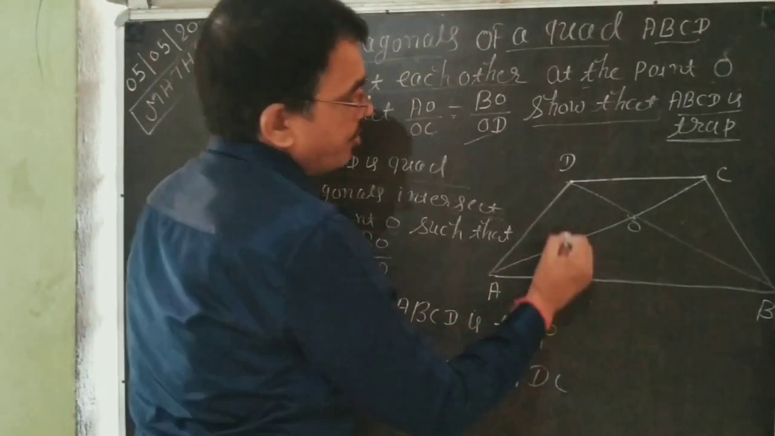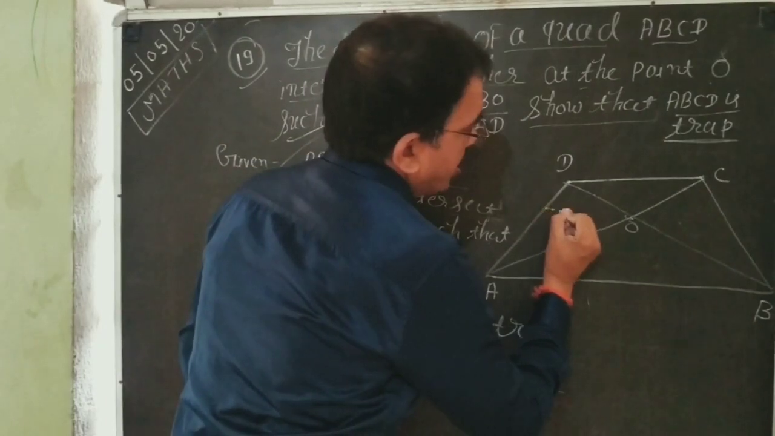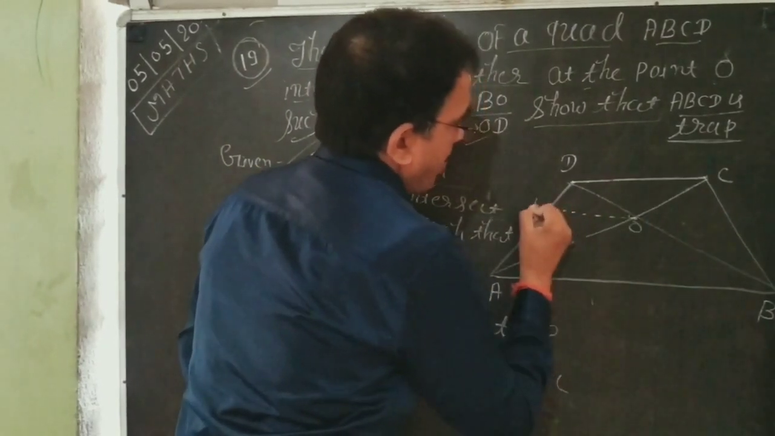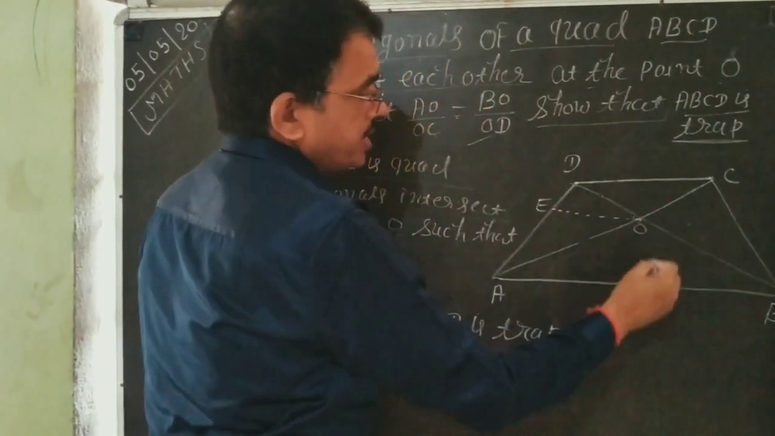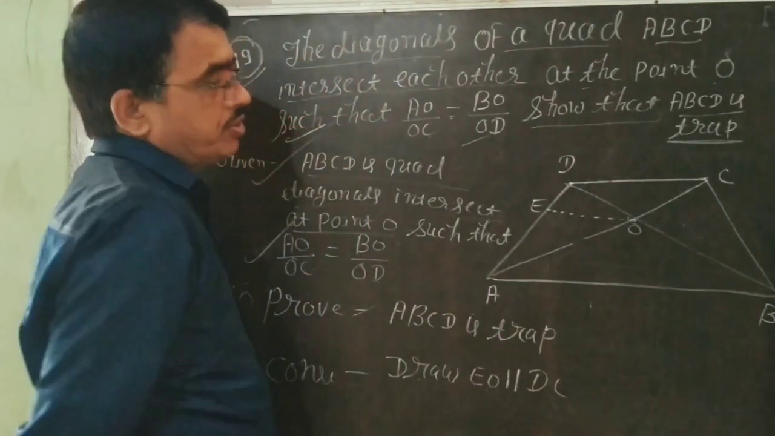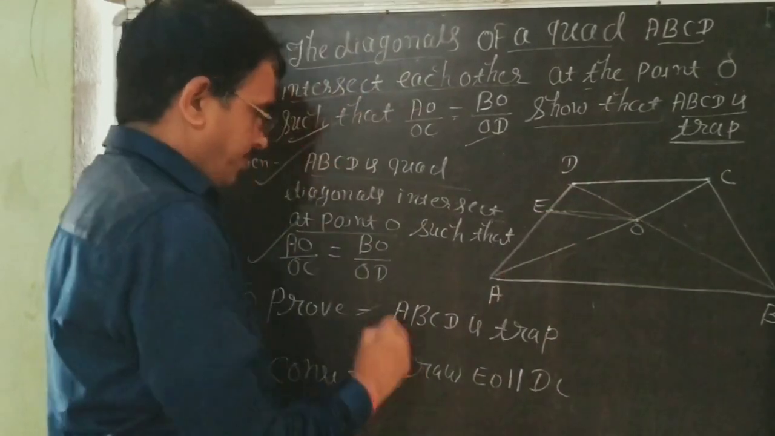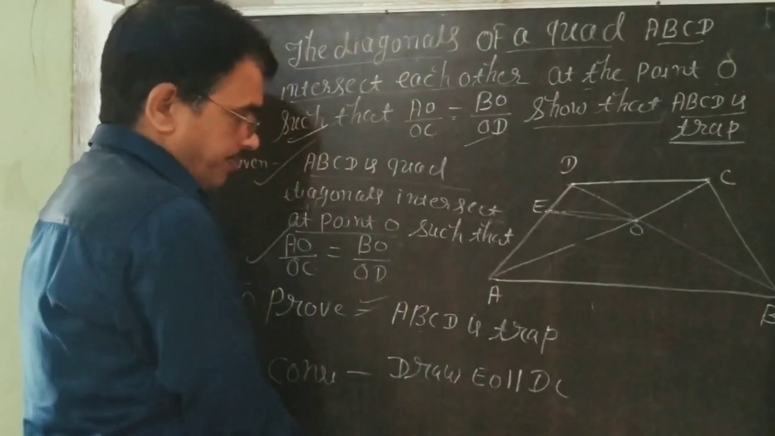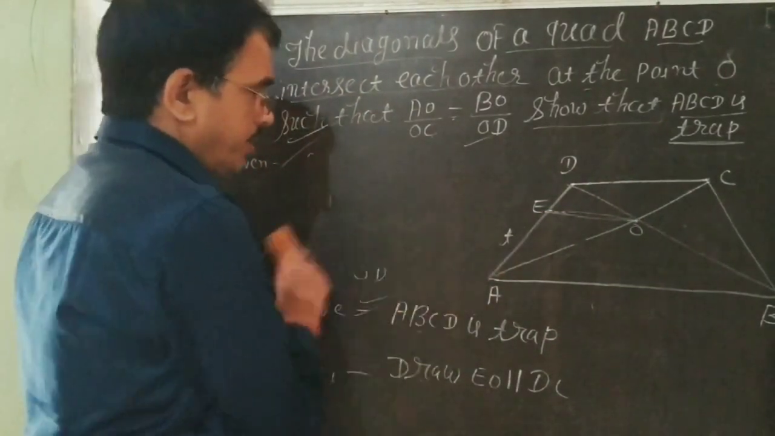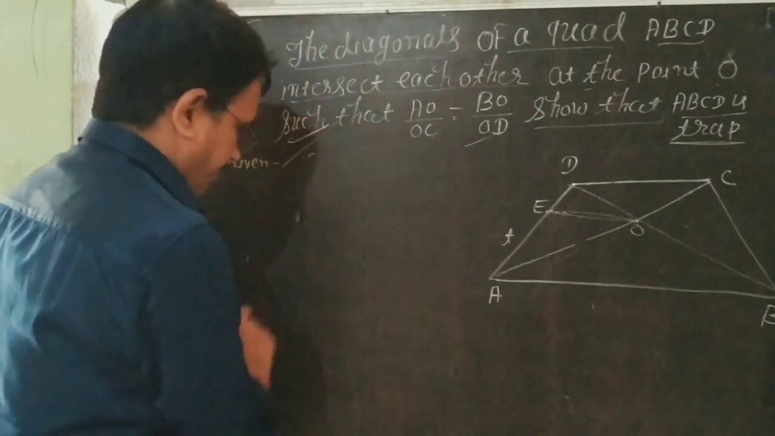It is given here. In construction, draw EO parallel to DC. So we draw EO parallel to DC. But DC is not parallel to AB in this question, so here I will draw only EO parallel to DC. You have proved this in the previous question. So dear student, first you write what is given.